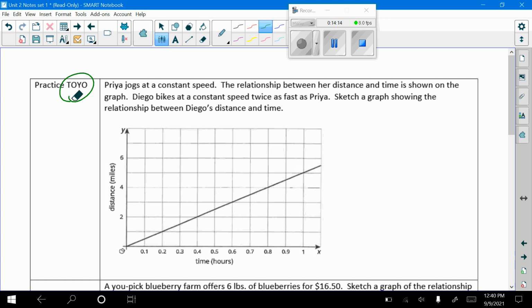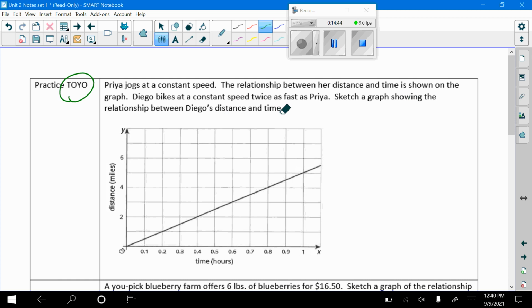So Priya jogs at a constant speed. The relationship between her distance and time is shown on the graph. Notice that time is my independent variable, distance is my dependent variable. So depending on how long she goes determines how far she goes. Diego takes a bike at a constant speed twice as fast as Priya. There's a graph showing the relationship between Diego's distance and time.